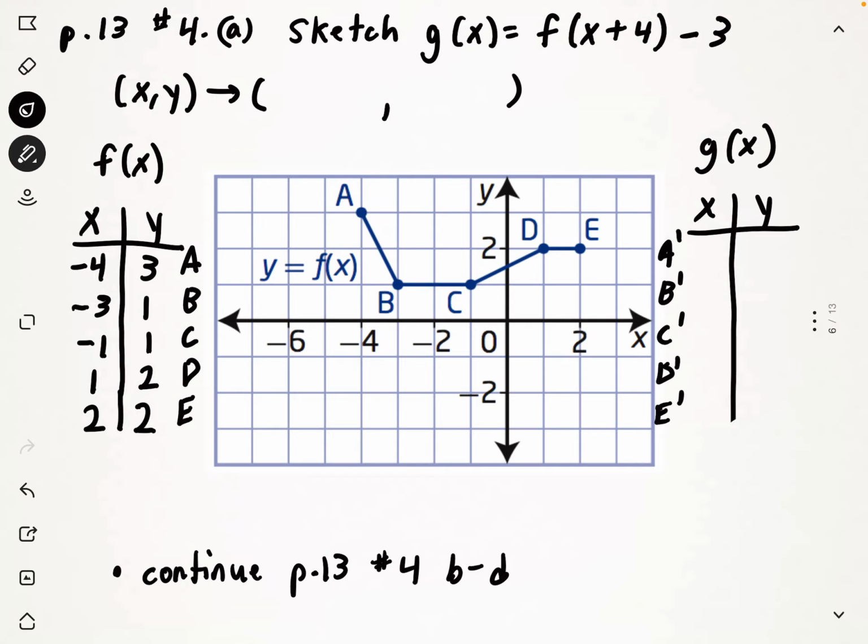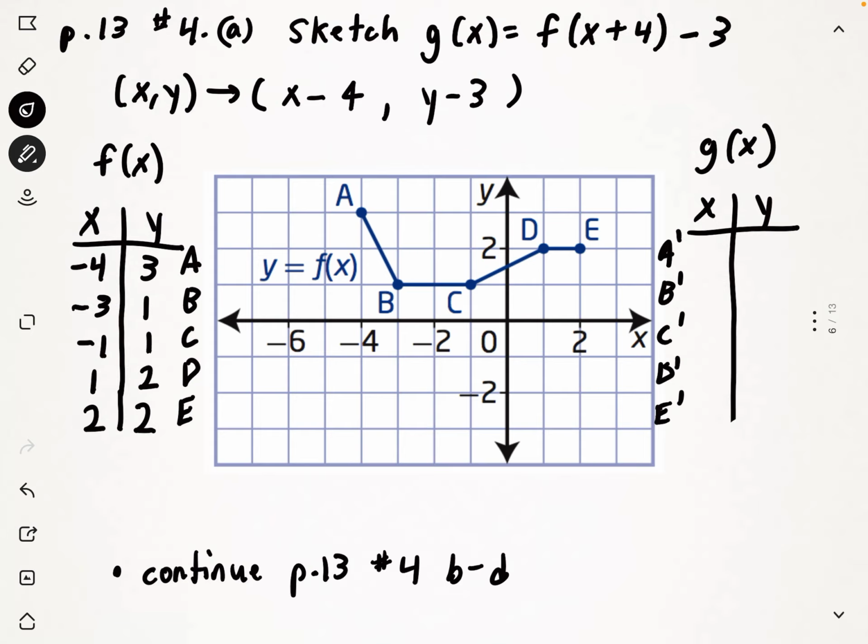We were given the equation, and we have to come up with a mapping notation whenever we want to sketch a new graph. So we're asked to sketch g of x, which is a transformation of the f of x graph. So let's do the mapping notation. That part isn't new. We can just make this x minus 4 because it's x plus 4 in the equation. And then we have y minus 3 because there's a minus 3 at the end.